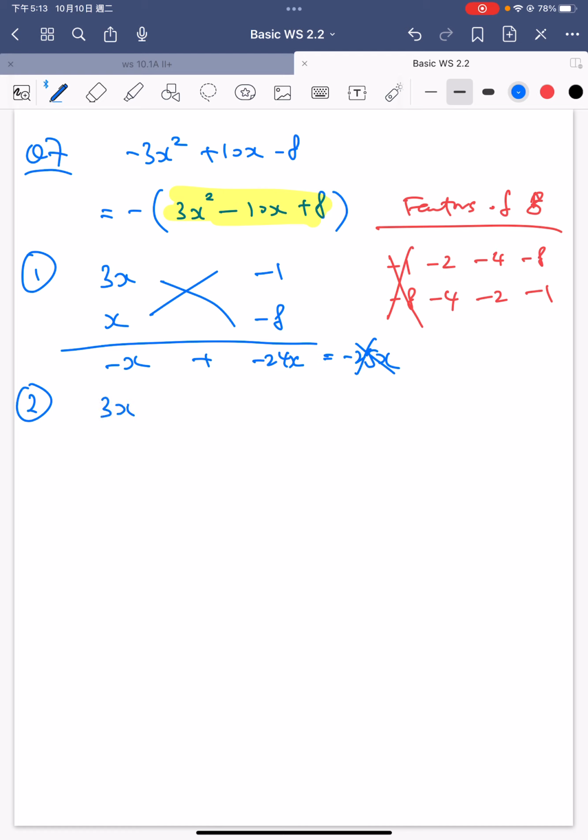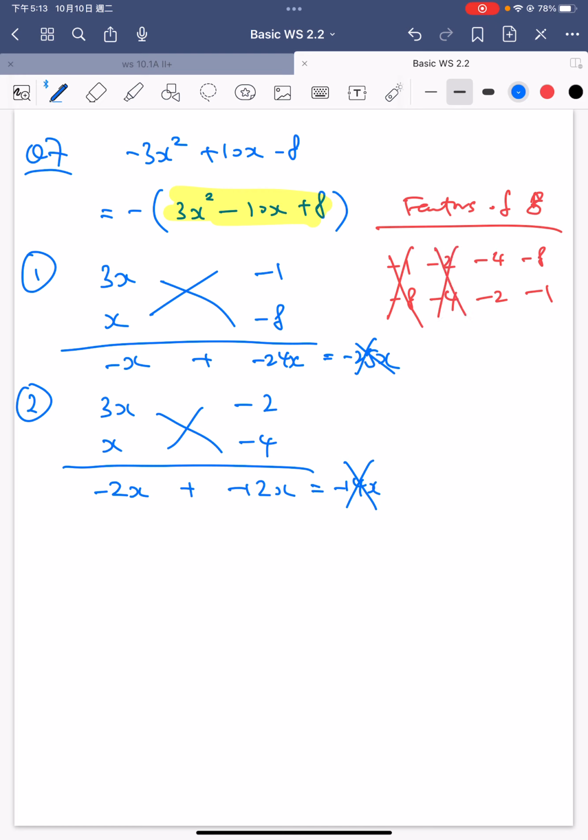So now we have 3x times x. We have negative 2 together with negative 4. So we times them together. This one will give you negative 12x. This one will give you negative 2x. Plus together gives you negative 14x, which is wrong. So the second one is wrong. Then we try the next one. We try for the third time.